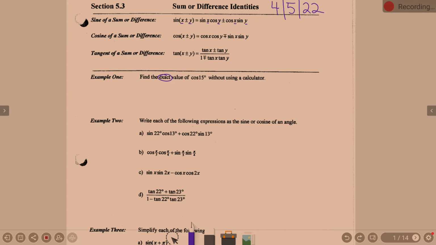But we are using sum or difference. So, I need 2 numbers that either add or subtract to be 15 that I do know information about. What do you want to use?